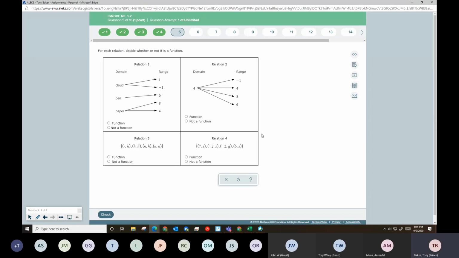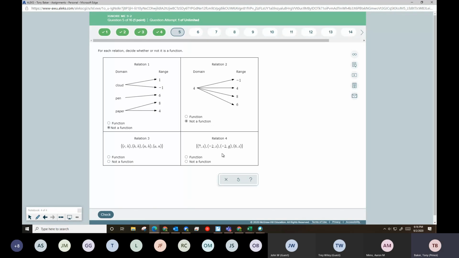All right, so we looked at the graph method. And now we're looking at the relationship, looking at the domain and the range aspect of it. Remember I said one input to one output. So this one, cloud, goes to two different answers. It could be one or negative one. So right there, that's not a function because I have one input to two outputs. Relationship 2, 4 goes to everything. So that's not a function.